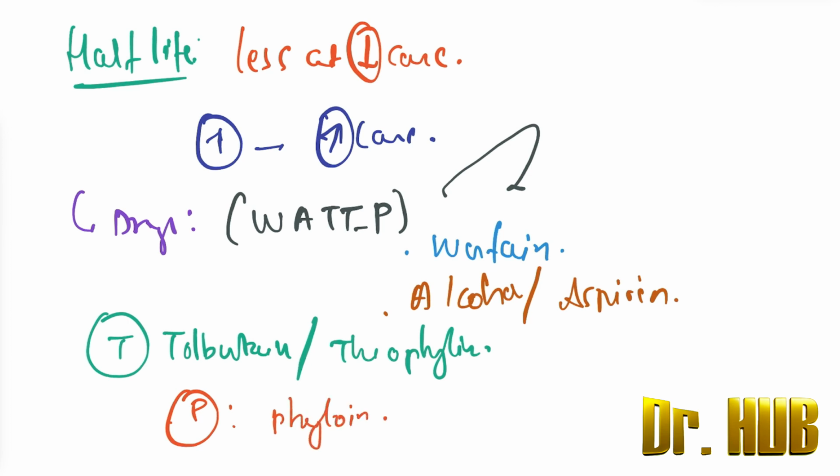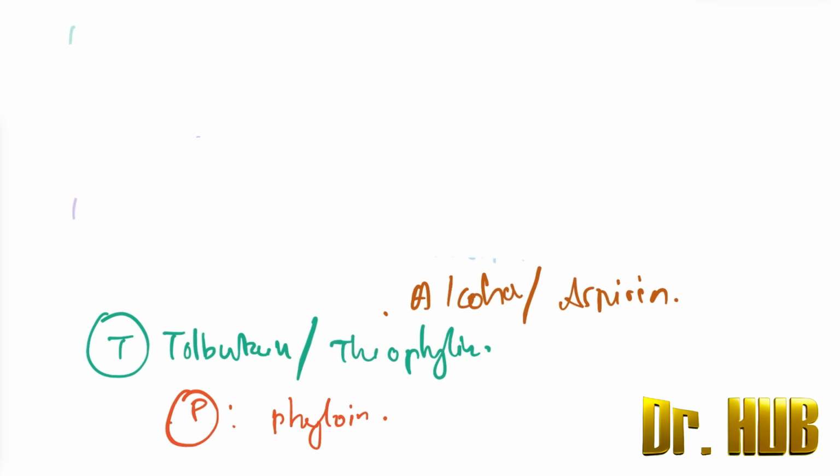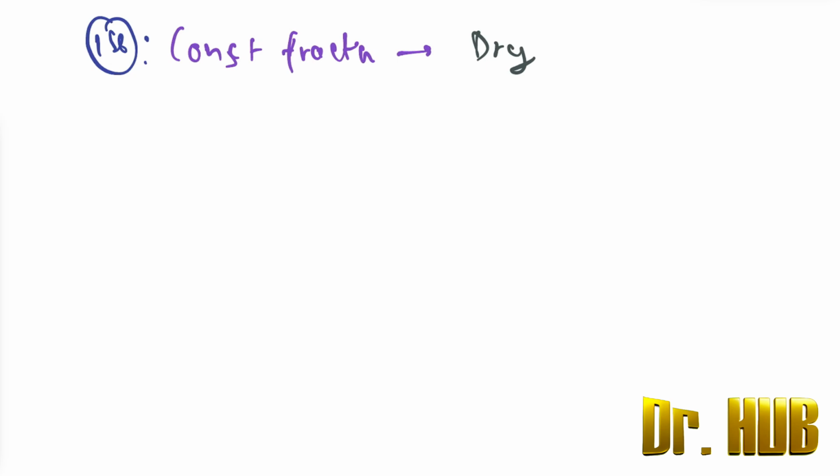Now we look at the first order. In terms of the first order, there is a constant fraction of the drug. F for fraction: a fraction of the drug is eliminated per unit time.